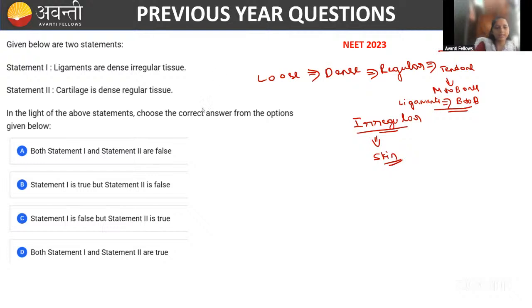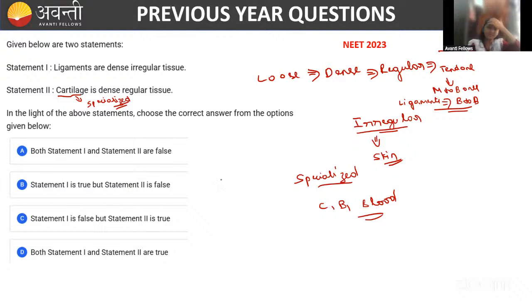Okay, then coming to the cartilage, guys. The cartilage will come under the specialized connective tissue. Specialized, yes or no? Will it come under it then? No. In the specialized connective tissue, we studied three, right? Cartilage, bone, and blood. Right? Okay. The correct answer is A, guys. Both the statements are false.